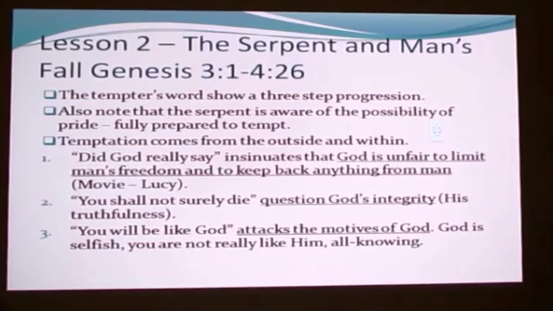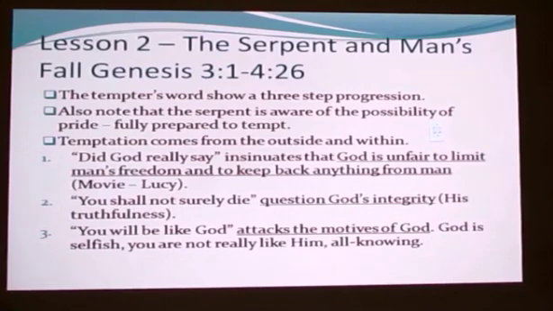So there's three things. He says, did God really say? Which insinuates that God is unfair. Remember we spoke about Lucy last week, the movie? Just try and remember what I said to you. Did God really say? Insinuates that God is unfair to limit man's freedom and to keep anything back from man.